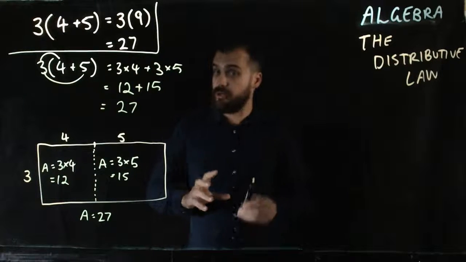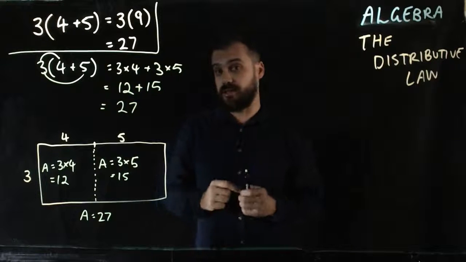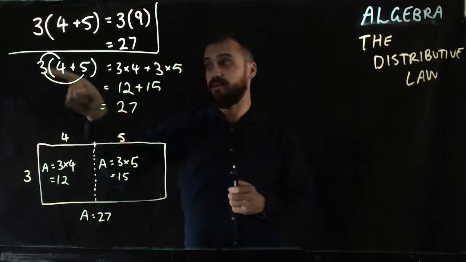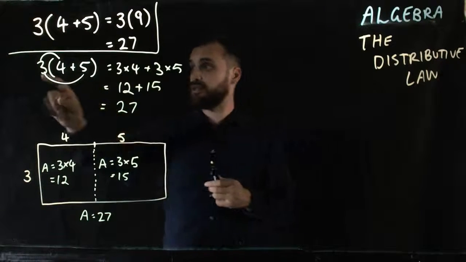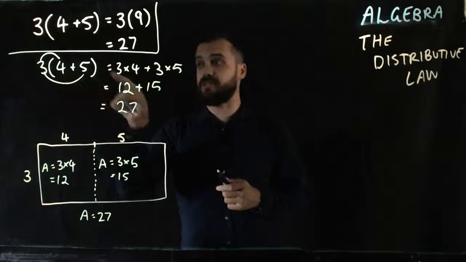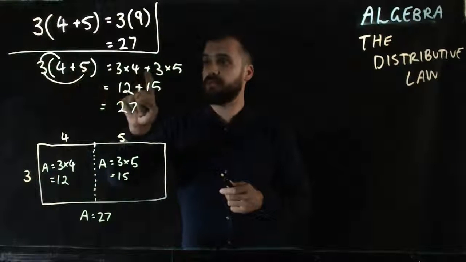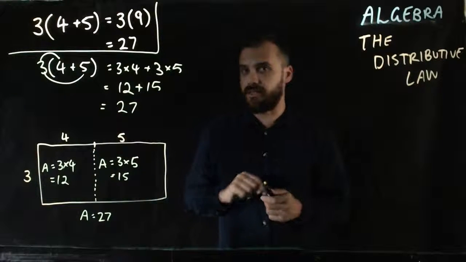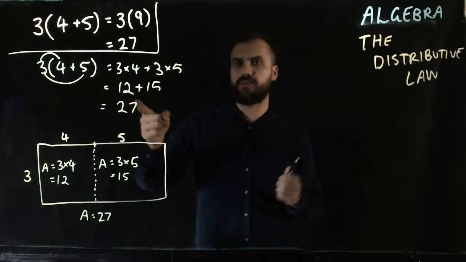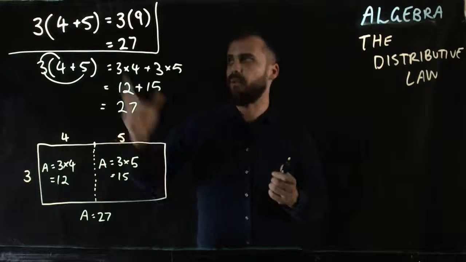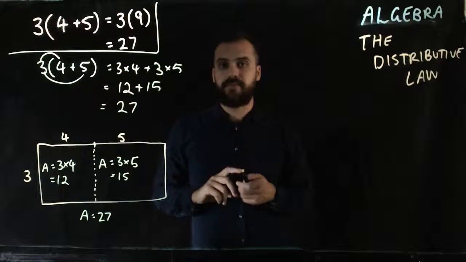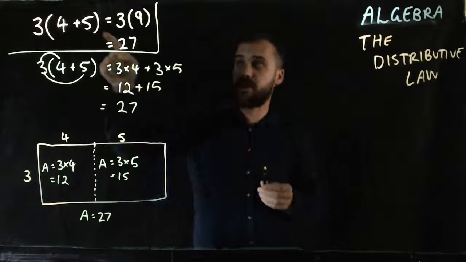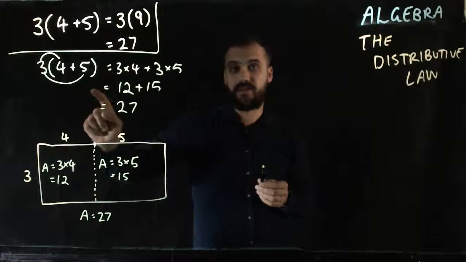So now you have two different ways to find the answer. One way, the old way that you're used to, and second way, this way, which you haven't seen before. 3 times (4 plus 5) is the same as 3 times 4 plus 3 times 5 equals 27. Now you're asking yourself, why? Why would I use this method, which looks way more complicated and way more difficult, when I could do this method, which is really, really simple? And the answer to that is algebra. Sometimes you can't use this method, and this method will be better.